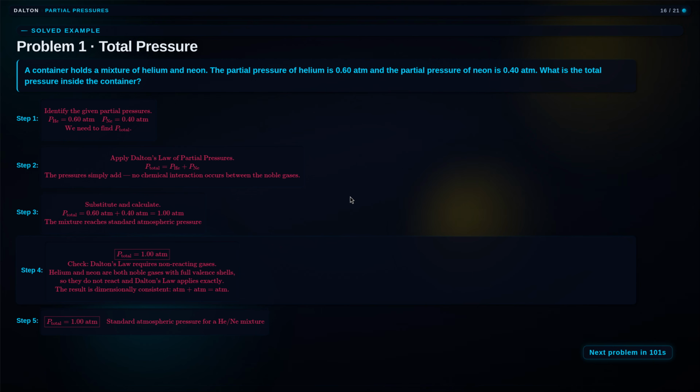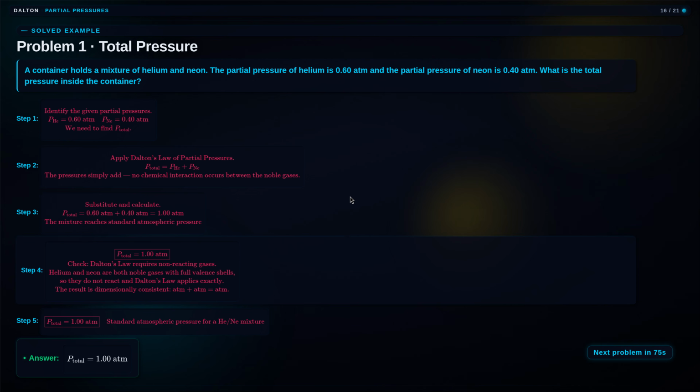Step 1. Identify the given partial pressures. We have P helium equals 0.60 atmospheres and P neon equals 0.40 atmospheres. We need to find the total pressure. Step 2. Apply Dalton's law of partial pressures. P total equals P helium plus P neon. The pressures simply add because no chemical interaction occurs between the noble gases.